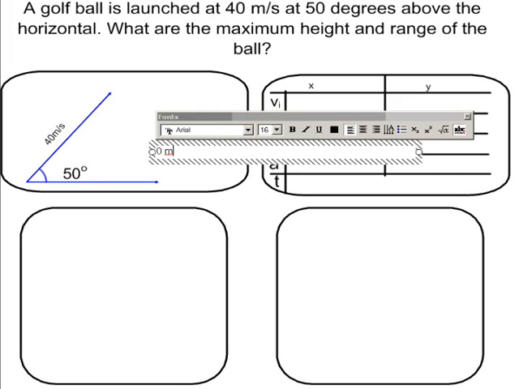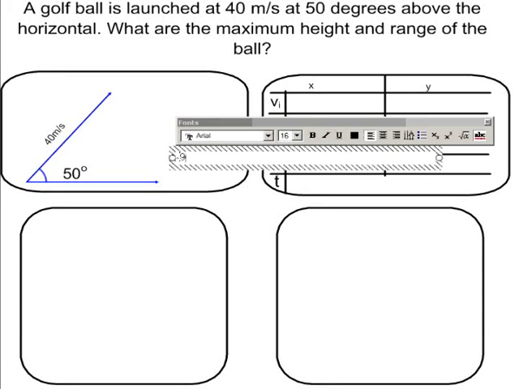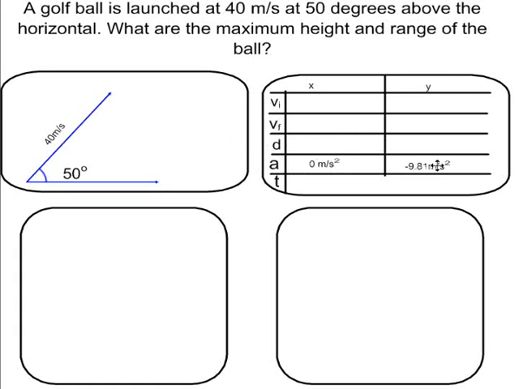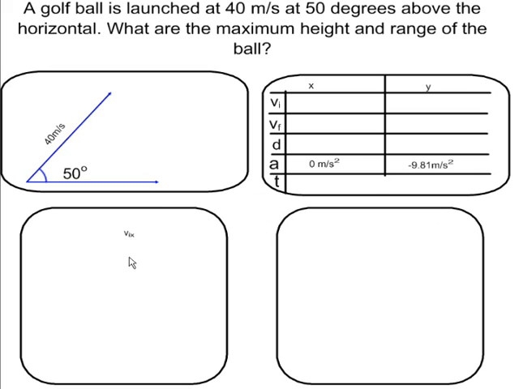And I'm going to label things that I know. I'm going to list my givens here. So the first thing that I'm given, or that I know, is that there's no acceleration in the x-axis. Remember, the only force acting on the projectile is going to be the force of gravity. Therefore, I know there's no acceleration in the x direction, and my y acceleration is going to be negative 9.81 meters per second squared.